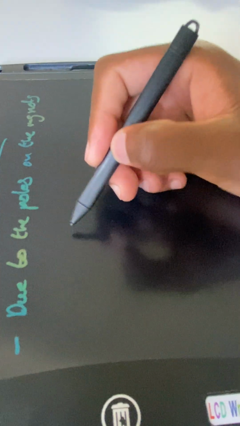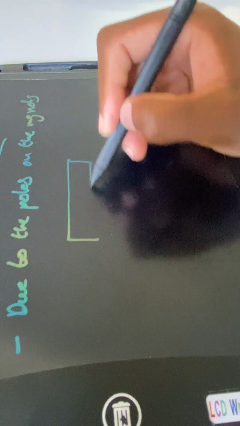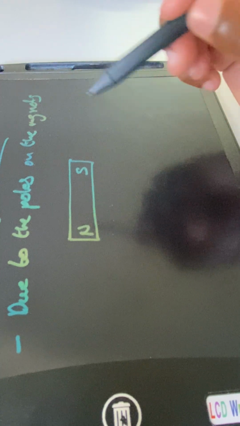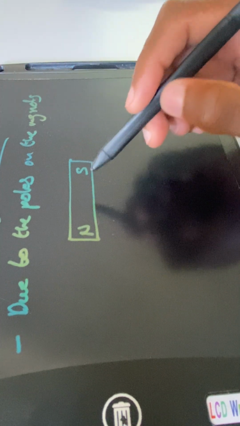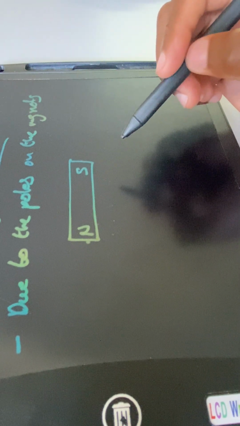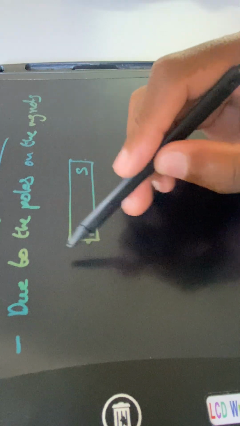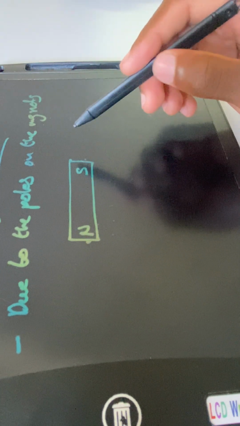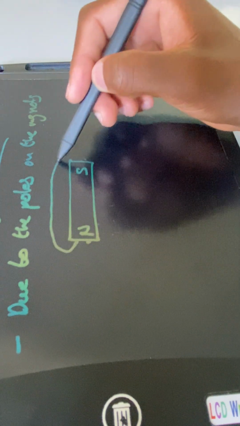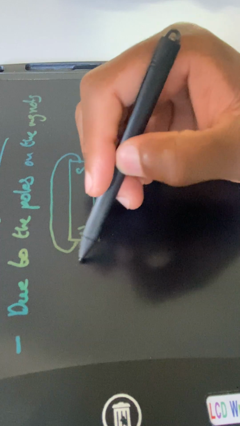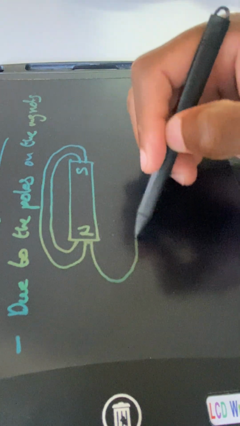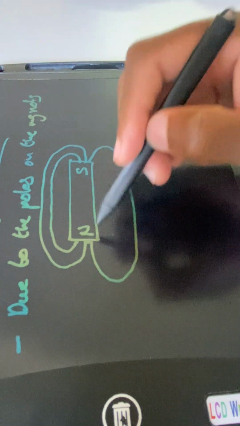So if you have your magnet like this, again, you have the north and the south pole. These are the properties of a magnetic field. They always move from the north to the south pole, and they surround the magnet. So that's very key. They surround the magnet. So they move from north to south.